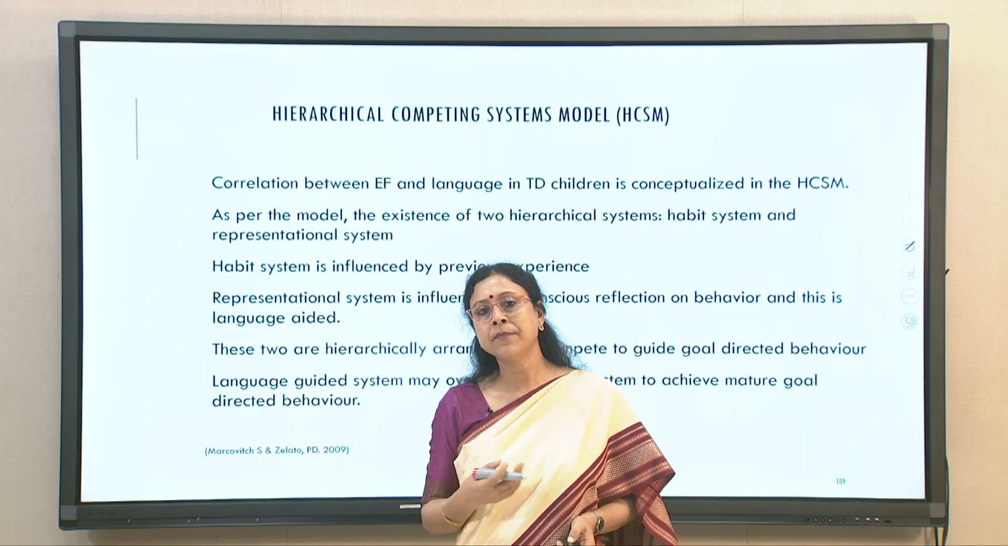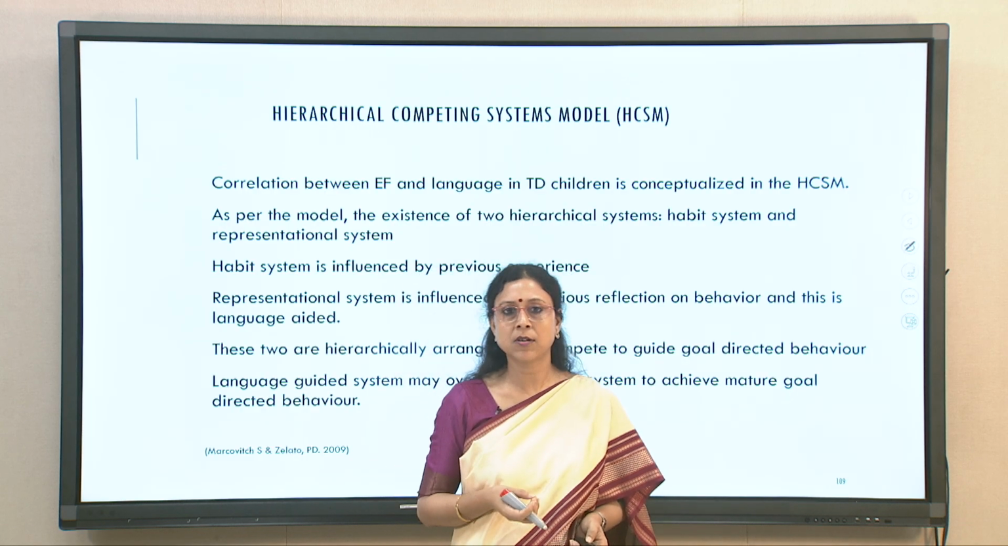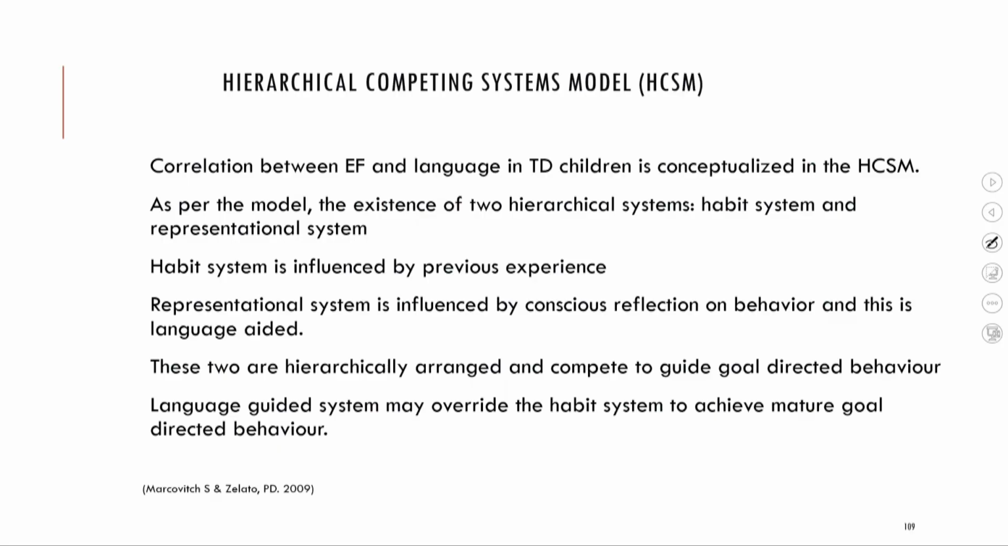As a result, some models have also been proposed. One of them is called the hierarchical computing systems model. There is a correlation between EF and language in TD children, and this is how it is conceptualized in this model. As per this model, there are two hierarchical systems, a habit system and a representational system, that are part of the entire mechanism. The habit system is influenced by previous experience, and the representational system is influenced by conscious reflection on behavior, and this is language aided. These two are hierarchically arranged and compete to guide goal directed behavior.